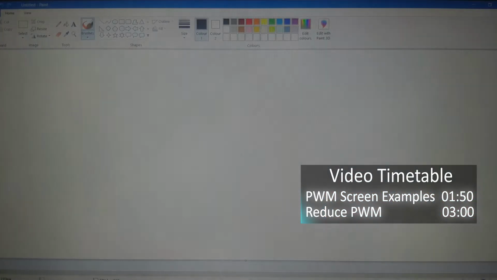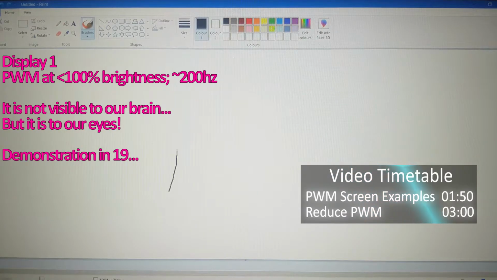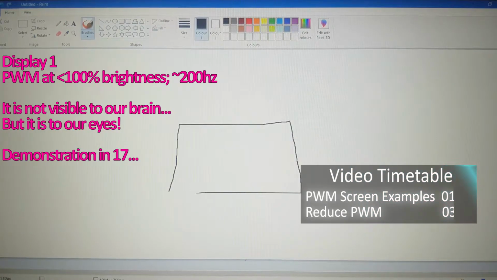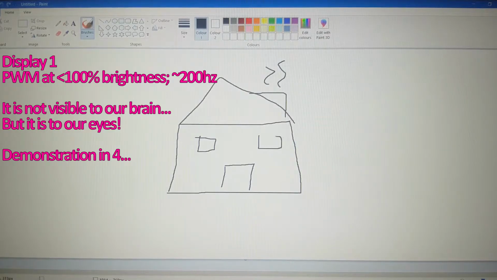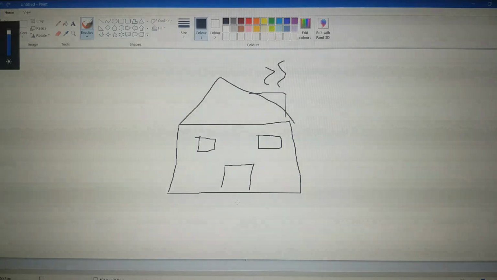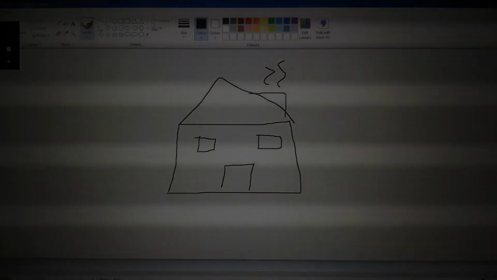Now, here are two examples. Display number 1. At maximum brightness, there is no PWM. Once the brightness is reduced even a bit, PWM occurs at about 200 Hz, which means that the display turns off and on about 200 times a second. This is what we can see, well, what the brain produces. However, this is what our eyes see. In my own experience, using this display with PWM causes me eye strain.